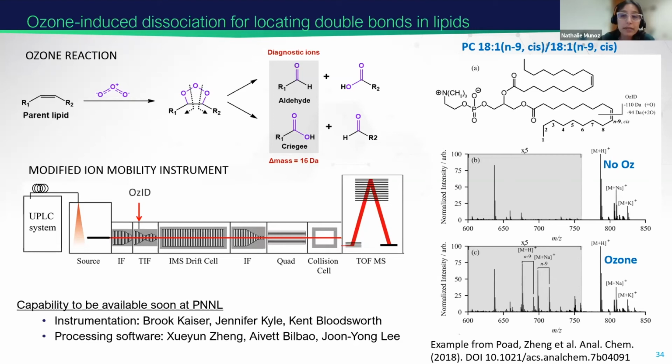So to address this challenge, ozone-induced dissociation in line with LC, IMS, and high-resolution mass spectrometry will be implemented, and samples are acquired without the ozone and with the ozone. The diagnostic ions generated by the ozone, combined with the other measurements like CCS and drift time, generate a rich data set that carries information about the site of unsaturation across all major lipid classes. So right now they're working on the modification of the ion mobility instrument to be able to do these measurements.